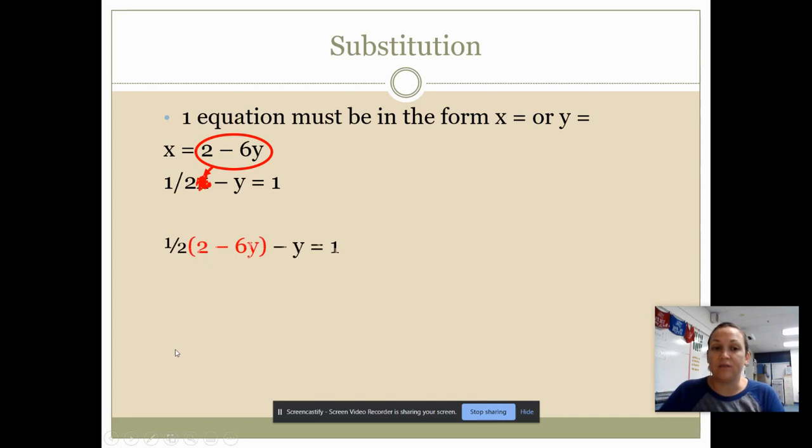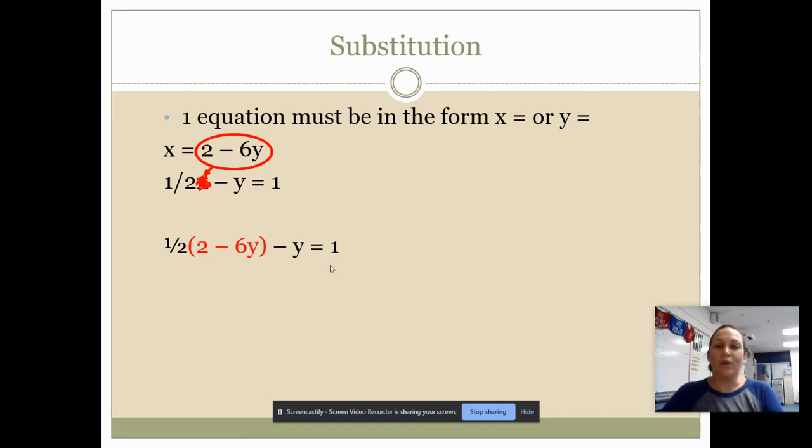After one step of substitution, you should have an equation that only has one type of variable in it. So when we started these problems, each question had an x and a y. But now that I've done my substitution, this new equation only has a letter y in it. That means you're on the right track.